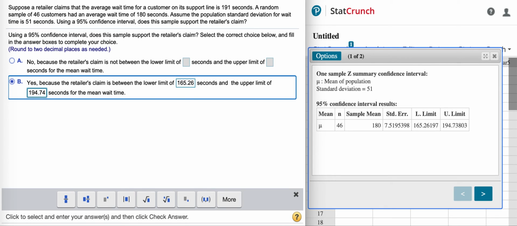So here we constructed a confidence interval for the mean when we knew sigma. That's why we use the z statistics.